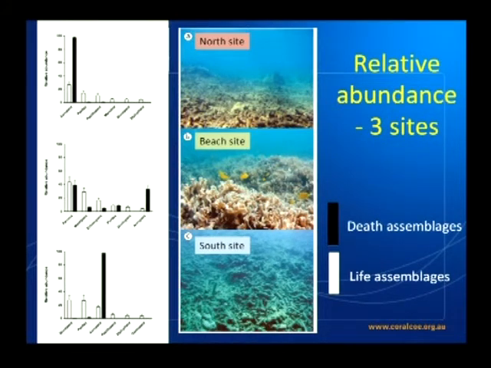And when you do that, you find that the Acropora dominates the death assemblages at both the north and the south sites. This is the Acropora. The dark is the death assemblage at the south site, and the dark over here is Acropora at the north site. You can see it dominated the death assemblages, whereas the life assemblages are very different. Pavona is the highest abundance coral in both the life and the death assemblages at the beach site, but the death assemblages have a lot of Acropora in them as well.